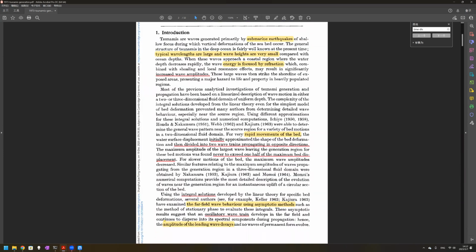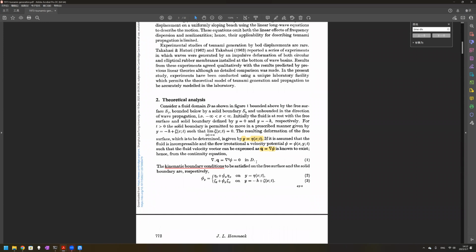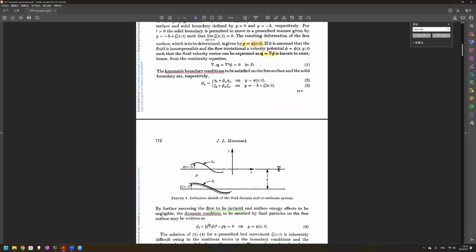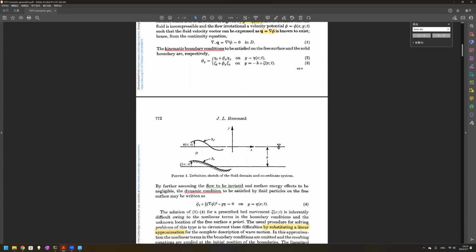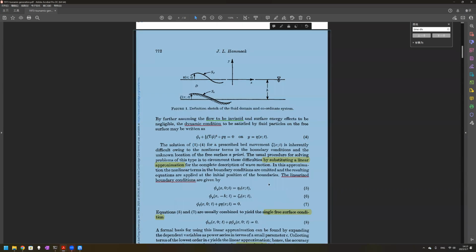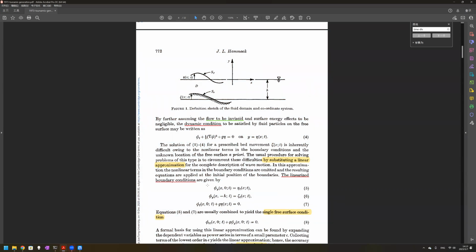So let's start with the equations. Here's the setup for the continuity equation, the boundary conditions on the free surface and on the ocean bottom, and the dynamic condition based on inviscid flow and negligible surface energy. We have three boundary conditions and one continuity equation. And the linear theory comes in to kill the nonlinear terms, so that we arrive from equations 2, 3, 4 at these three linearized boundary conditions.